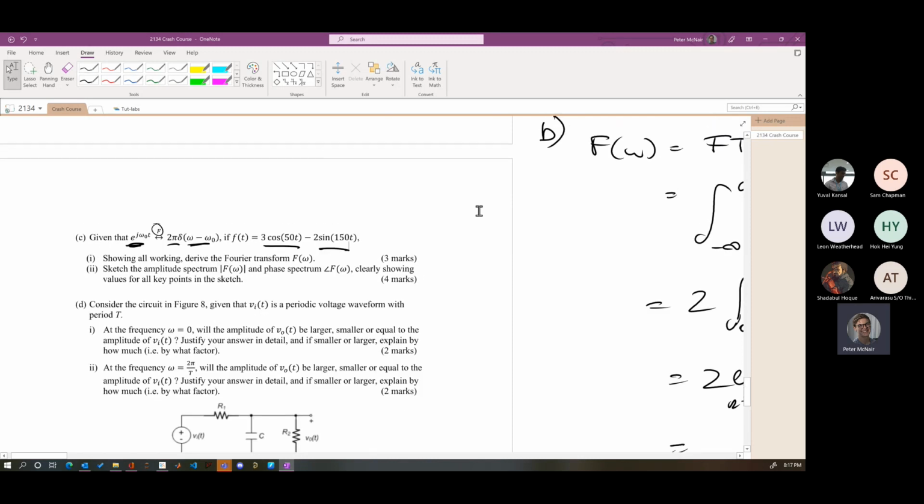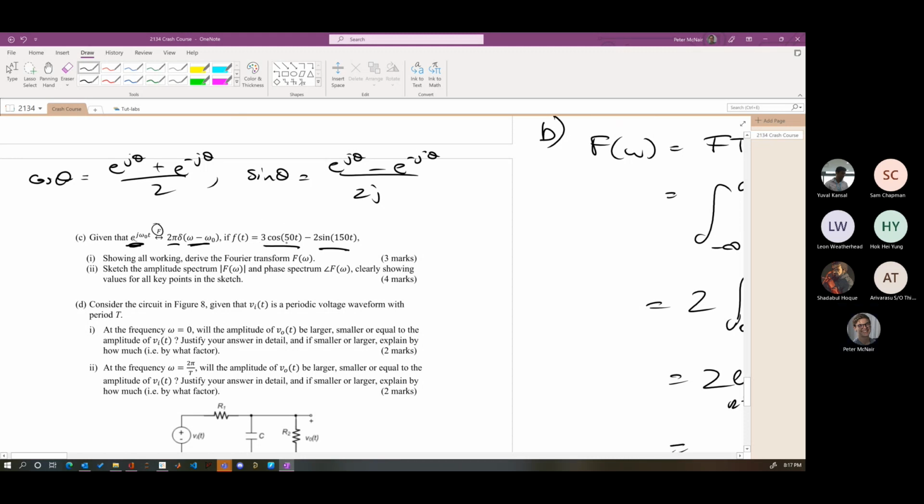I think the most important thing to remember here is cos theta is equal to e to the j theta plus e to the minus j theta, on 2. And sine of theta is equal to e to the j theta minus e to the minus j theta, on 2j. With these two equations, we can turn all of our e's into cosines and sines, and more importantly, we can turn these cosines and sines into something we can then take the Fourier transform of.